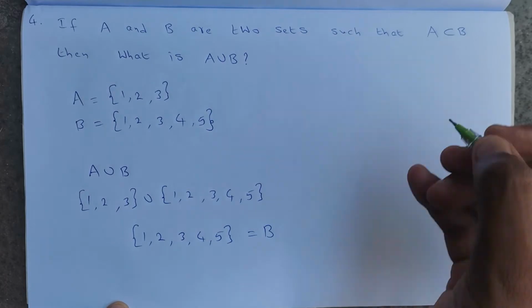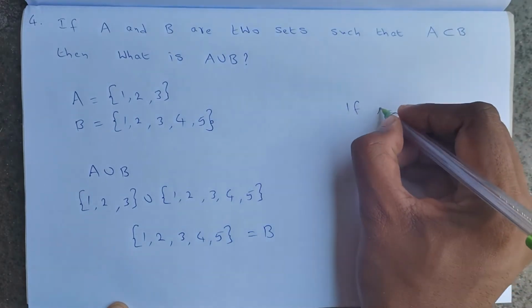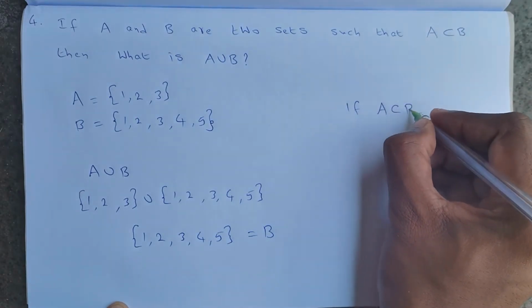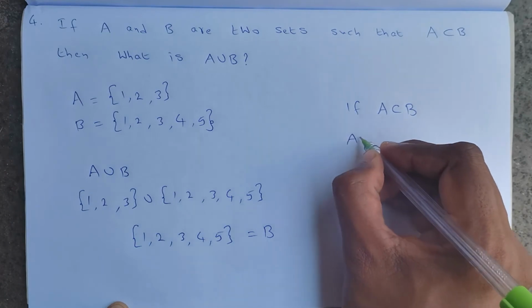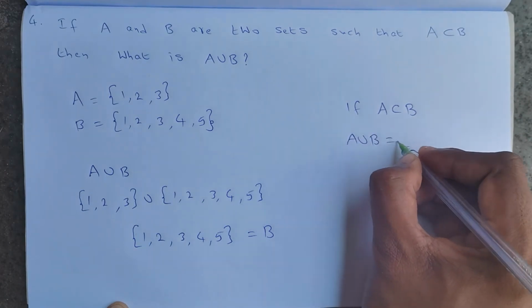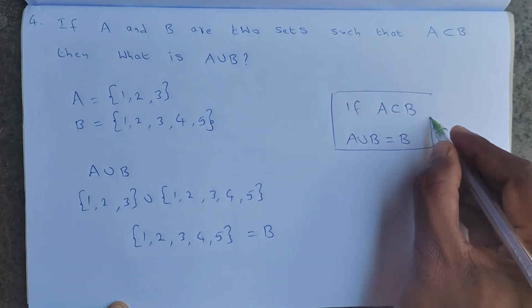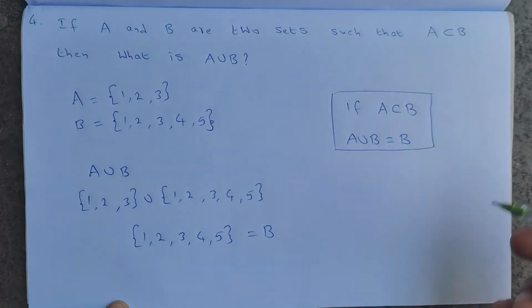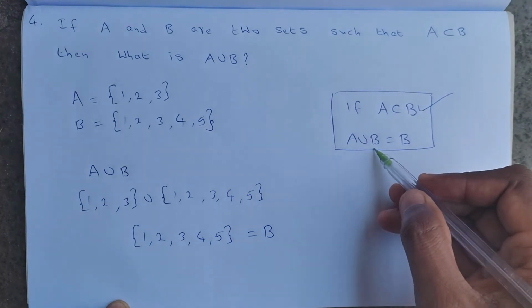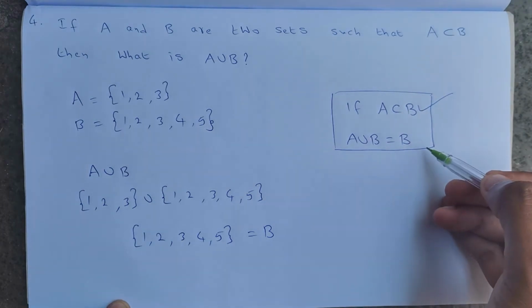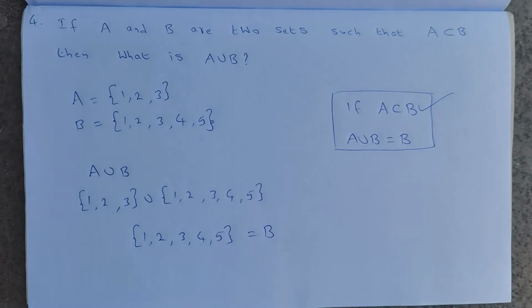So from this we can conclude if A is a subset of B, then A union B is equal to B. A is a subset of B means B is the biggest set. So if we are doing the union, the answer will always be the biggest set only. In case we are doing intersection, the answer will be the smallest set, that is set A.